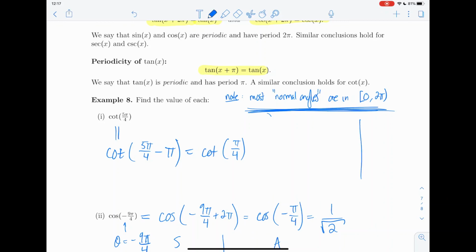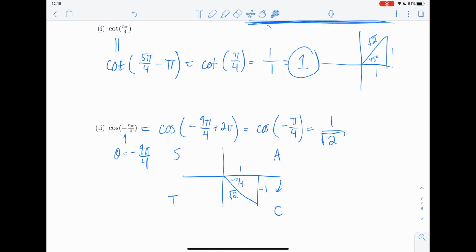So now I can draw a picture, pi over 4 living in quadrant 1. Again, this is a 45-degree angle, so we have 1, 1, square root of 2. And the cotangent of this is 1 over 1, otherwise known as 1. So this periodic property is really, really useful for sine and cosine. In particular, as we noted here, this type of question is basically embodying all of the techniques that we've developed so far.